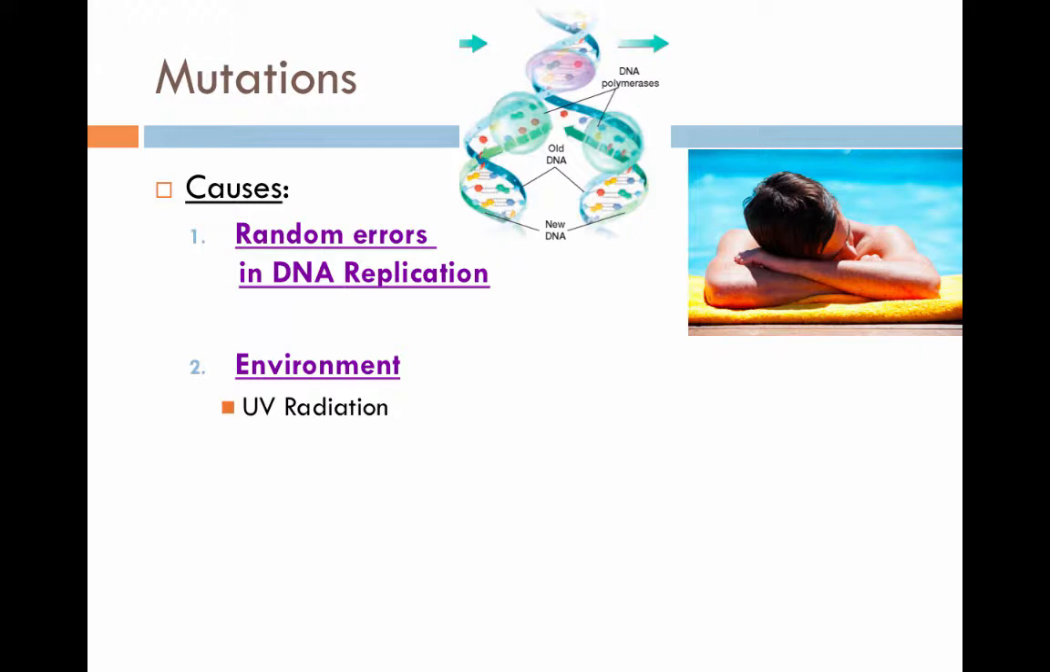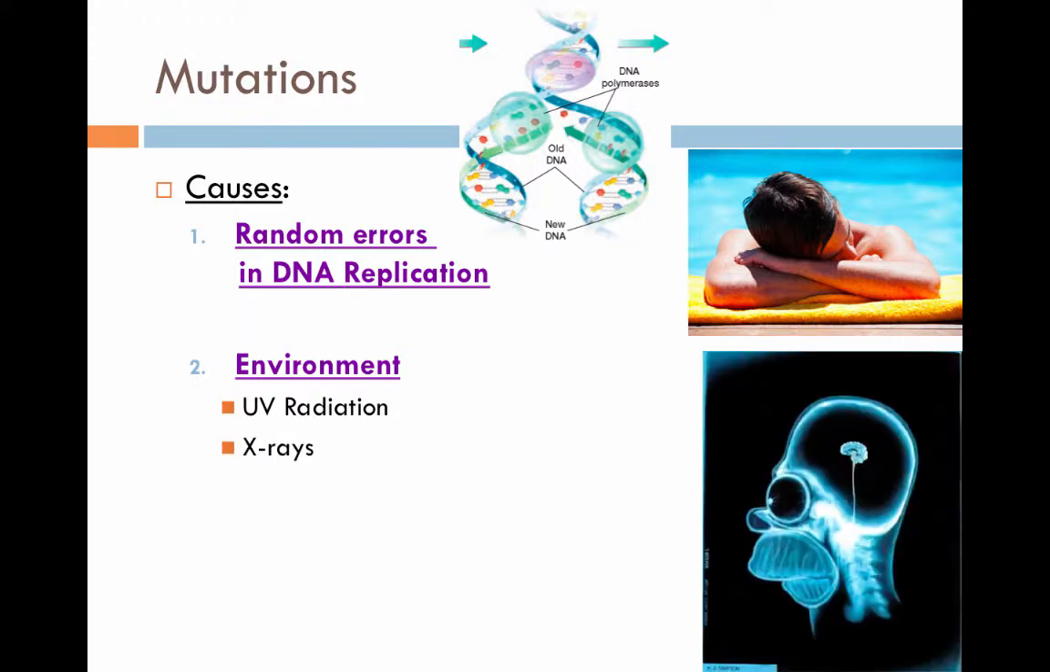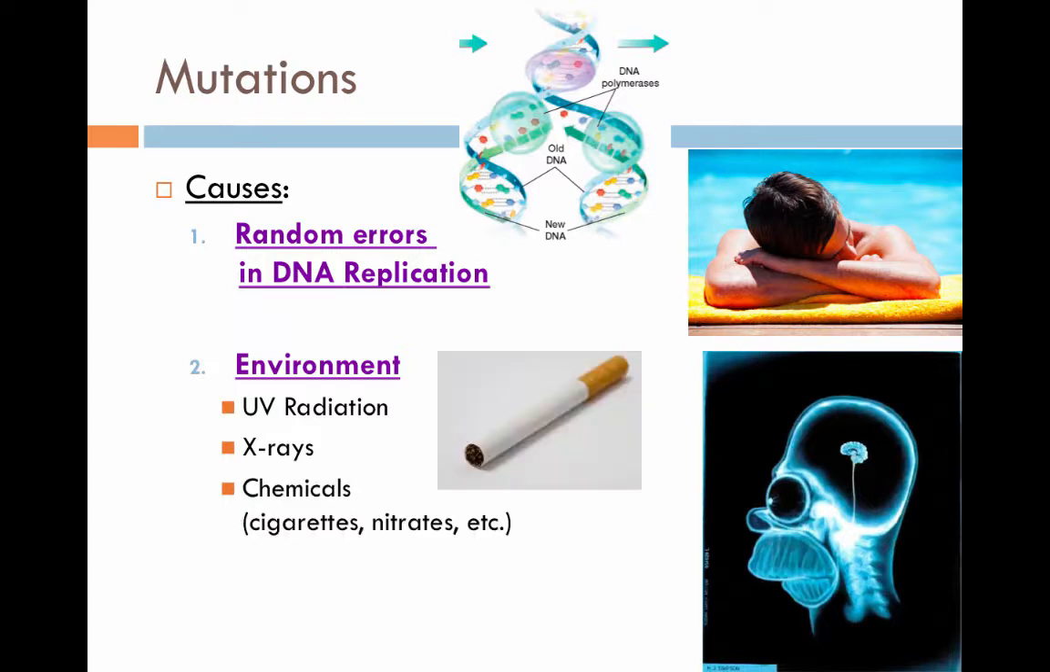Always wear sunblock. It stops the sunlight from mutating your DNA. X-rays can also cause mutations. Have you ever gone to the dentist and they put that big vest over you while they're taking an X-ray of your teeth? That's so the rest of your body's DNA isn't mutated by the X-rays. Finally, chemicals are also a big cause of mutations. Cigarettes, nitrates in meats, toxic chemicals all can cause mutations in the DNA of your cells.